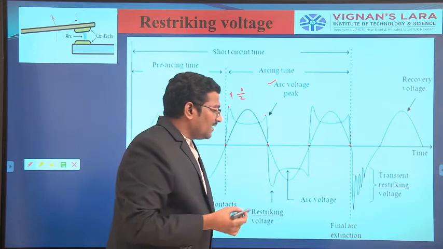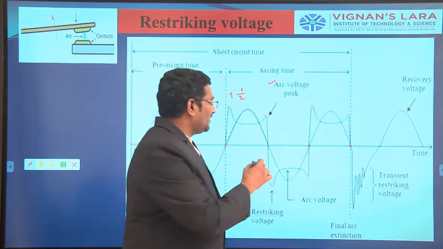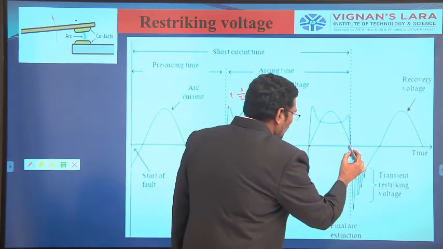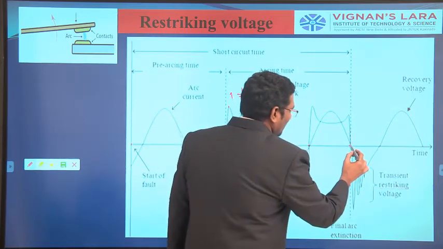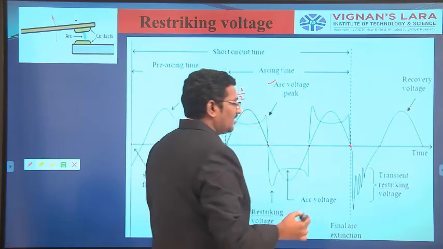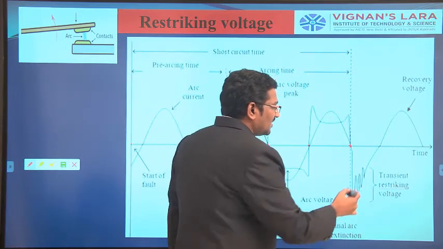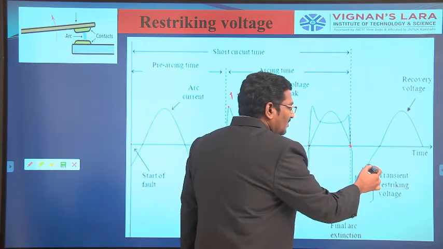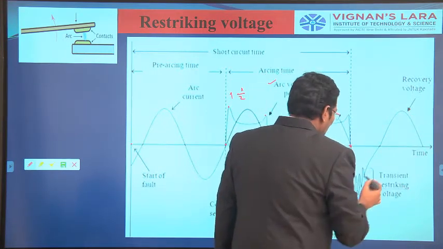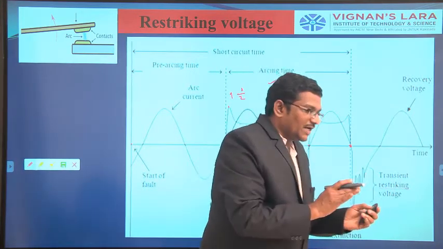Suppose after some time the arc is completely eliminated between the fixed contact and the moving contact. For example, in this diagram, suppose this arc is completely eliminated. Even then, a transient voltage is developed. This is called the transient recovery voltage. After some time, these oscillations die out, because the arc has disappeared. So the circuit breaker is completely open.